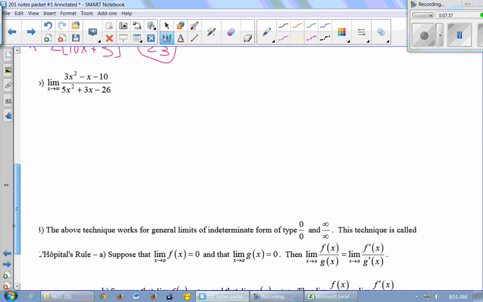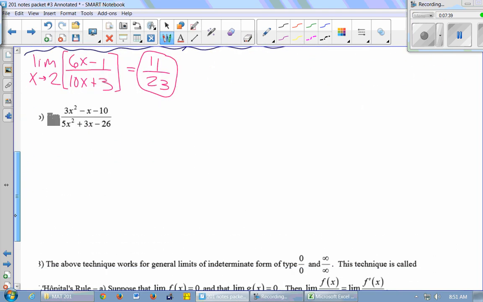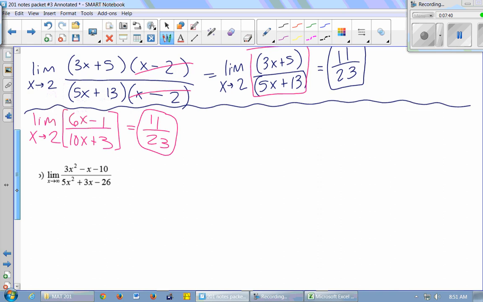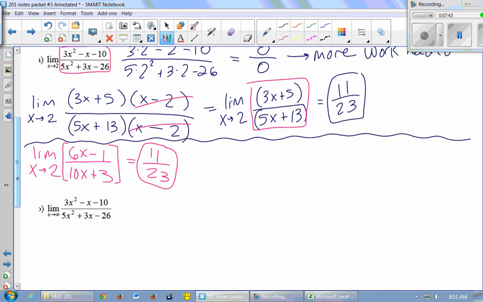All right, so here's another one. Same exact function, but this time I'm taking the limit as x goes to infinity instead of as x goes to 2. So what happens to this guy as x goes to infinity? The end behavior of that rational function. It goes to 3/5.